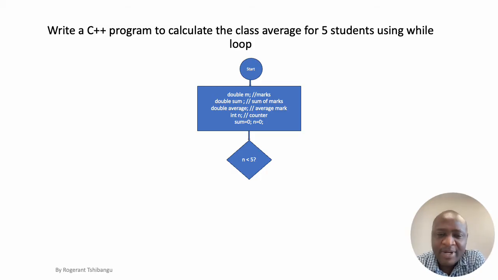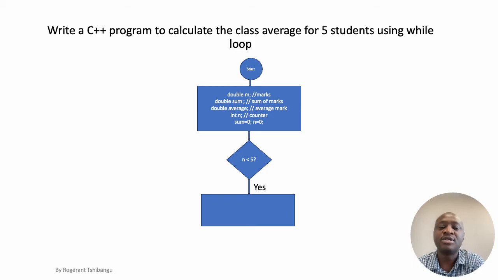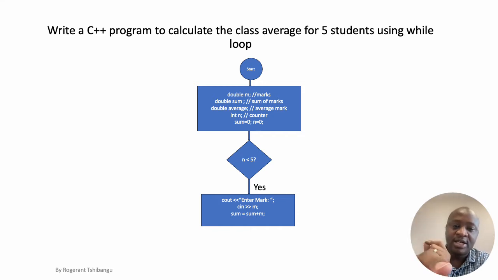So as soon as the number is less than 5, then yes, it means it hasn't reached 5 people yet. What you're going to do is ask the user to enter the mark, and then you capture the marks. Whatever mark they enter, you add it to sum. So remember, we're starting sum at 0. Check out the initialization. We started sum at 0.